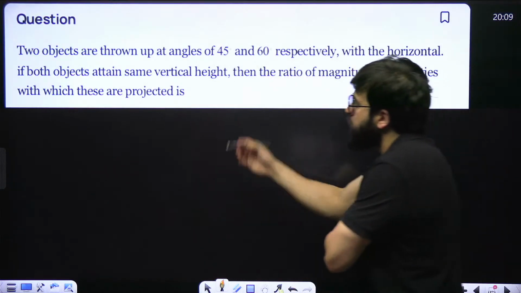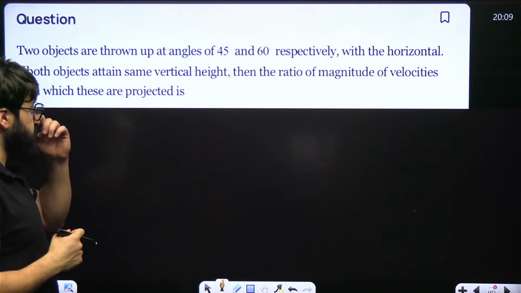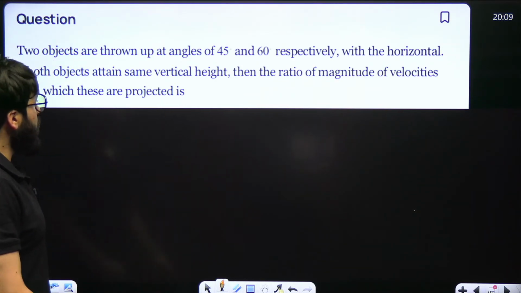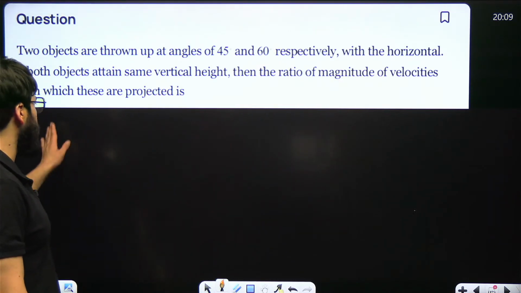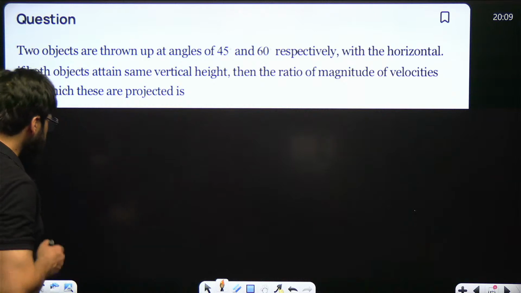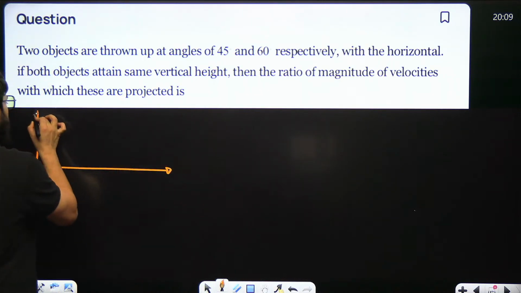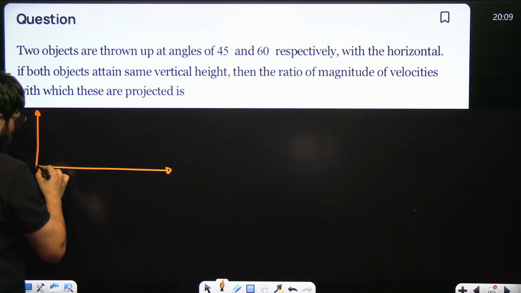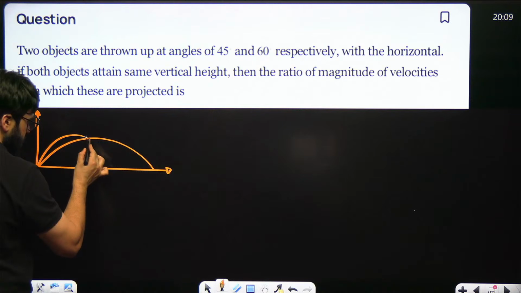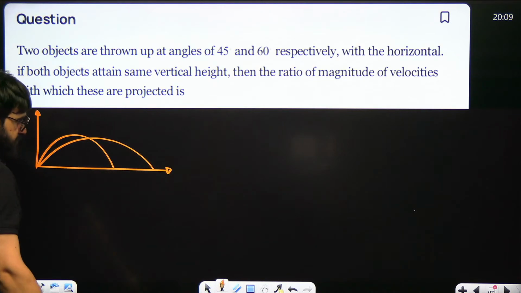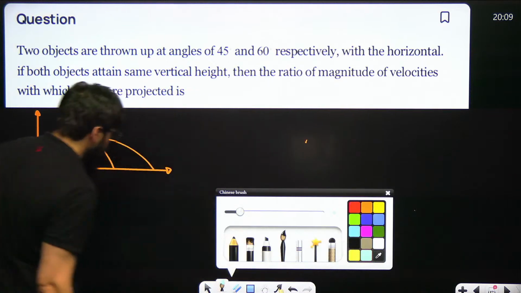Now see, two objects are thrown up at an angle of 45 degrees and 60 degrees respectively with the horizontal. If both attain the same vertical height, then the ratio of magnitude of velocities is? Guys, see, the question says that in this particular case, they have thrown two objects. This is the first object and this is the second object.